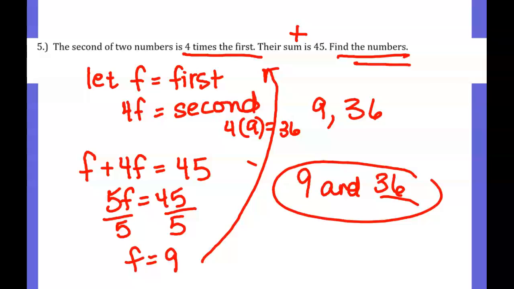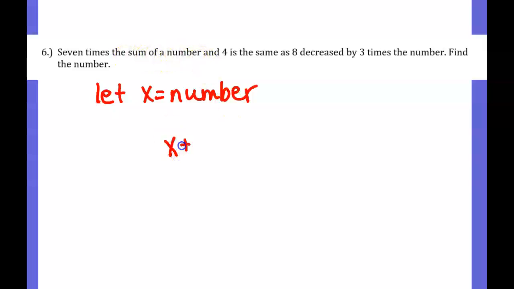And then our last example we have: 7 times the sum of a number and 4 is the same as 8 decreased by 3 times the number. Find the number. Sounds like quite a puzzle. So let's let x be the number. 7 times the sum of a number and 4. Well, if I take the sum of a number and 4, that would be x plus 4. That's the sum. But if I want to multiply it by 7, I've got to put it in parentheses.